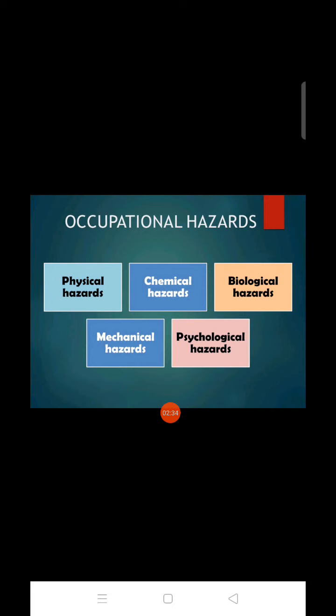What are the occupational hazards? Physical hazard, chemical hazard, biological hazard, mechanical hazard and psychological hazard. There are five kinds of occupational hazards.